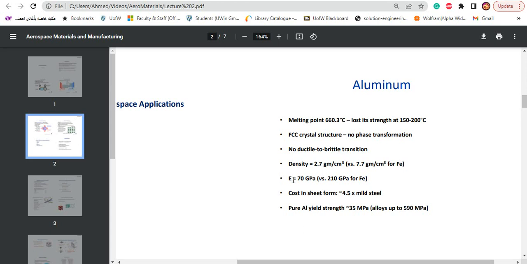وعندنا ال elasticity، لو أنا فاكر مظبوط هو 70 جيجا باسكال. والكوست حوالي 4.5 times steel. Pure Al yield strength is 35 MPa. ده البيور يعني، but we can have it up to 590 megapascals with alloying.